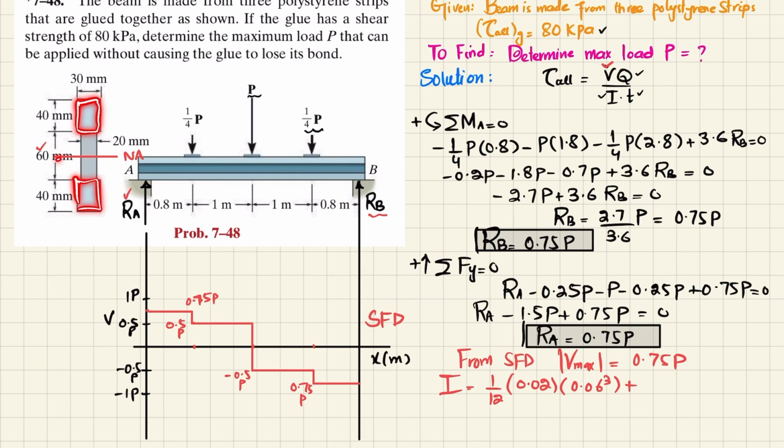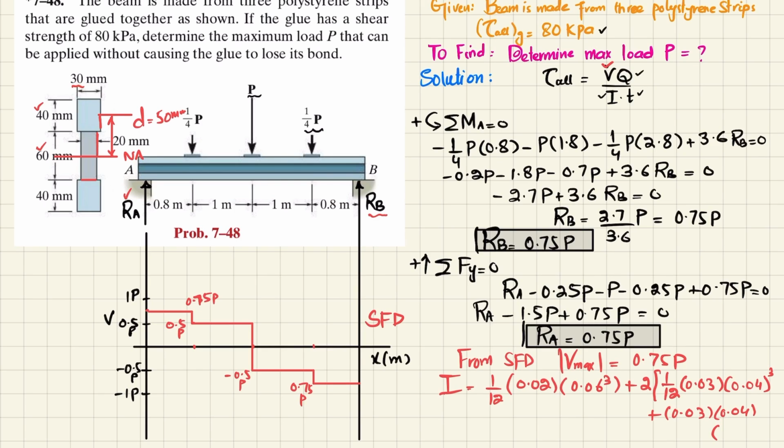Since these two portions are away from this neutral axis, we will find the moment of inertia of both of these by using the parallel axis theorem, and its d will be equal to the distance from neutral axis till mid of this section. So I will write, by using parallel axis theorem, it will be 2 times 1 over 12, breadth is 30 millimeter and height is 40. So 0.03 into height 0.04 whole cube, plus area, which is 0.03 into 0.04, multiplied by d square. So d is the distance from neutral axis till mid of this section. This half is 20 and this half is 30, so d is equal to 50 millimeter.